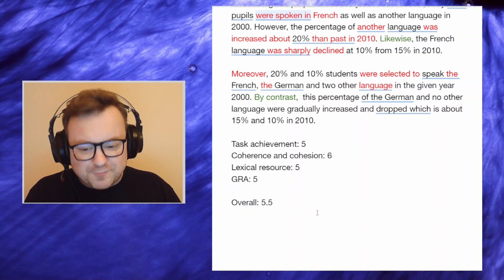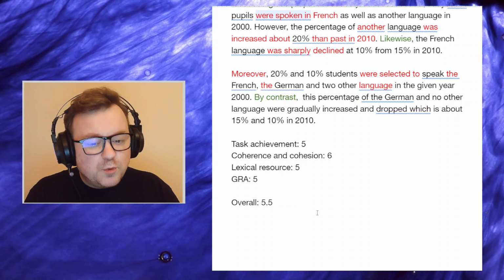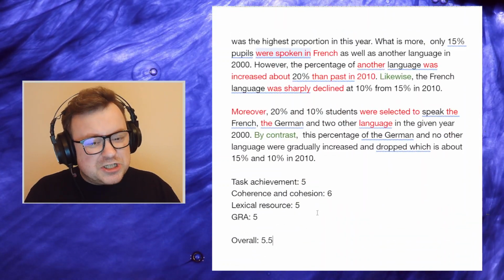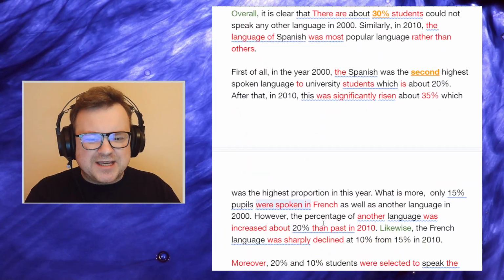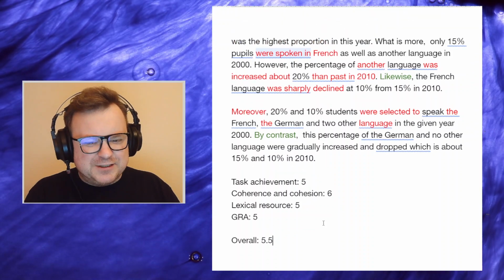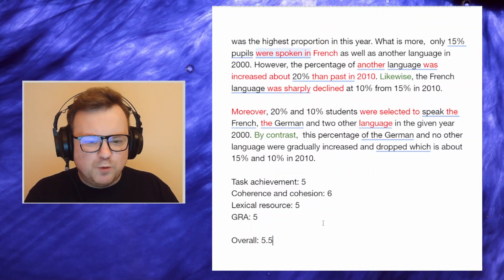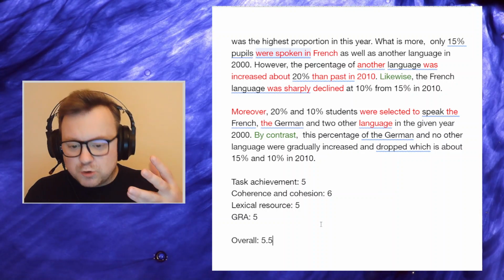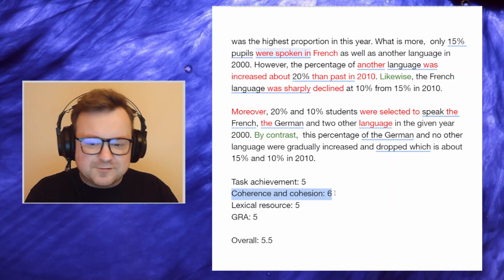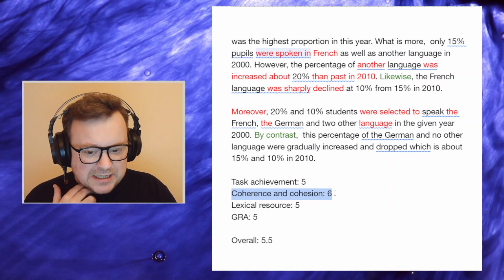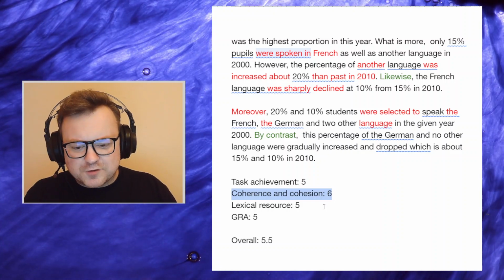So overall, 5.5. That puts the candidate at the lower end of upper intermediate, which is, for me, very generous. When I look at this text, the impression I get is that it's more intermediate. It's more B1 than it is B2, but according to the band descriptors, because the candidate uses the correct format and she does use good signposting language, this is enough to elevate it.